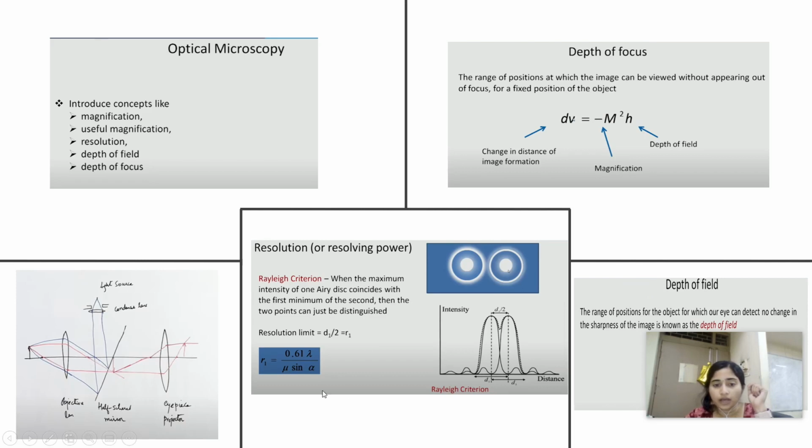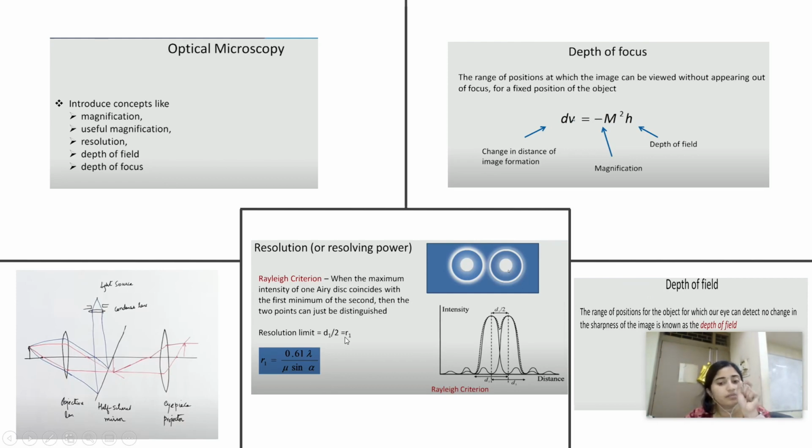After that he discussed resolution. Resolution and resolving power have the Rayleigh criterion: how we can distinguish two light sources, and the minimum distance between them. That distance is the Rayleigh criterion, which we can call the resolution limit. It will be d1 by 2.